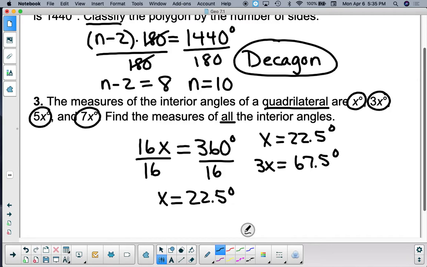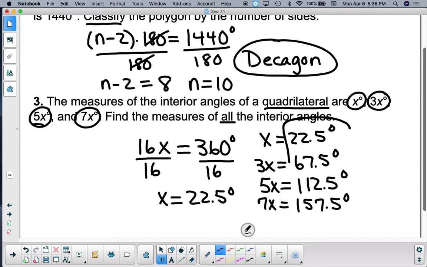All right, the next one was 5x, right? So take 22.5 times 5. That one's 112.5 degrees. And the last one was 7x, which I take 22.5 times 7. I get 157.5 degrees. All right, so all four of these you need. And to double check yourself, you could add them all up again, and it should add up to 360 because it's a quadrilateral.